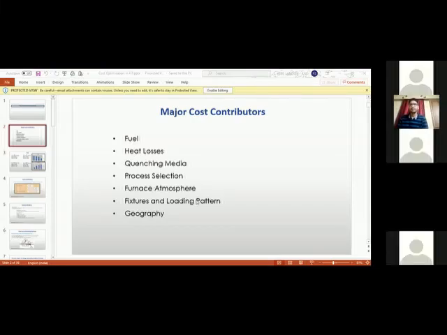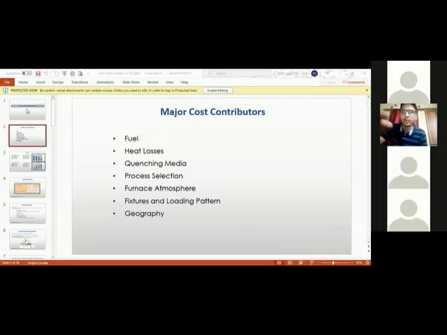Yeah, Rajkiran. Can you see the slides? Yes, sir. Yeah, so start. Okay, sir. Please set it in presentation mode, sir, please. Yeah.